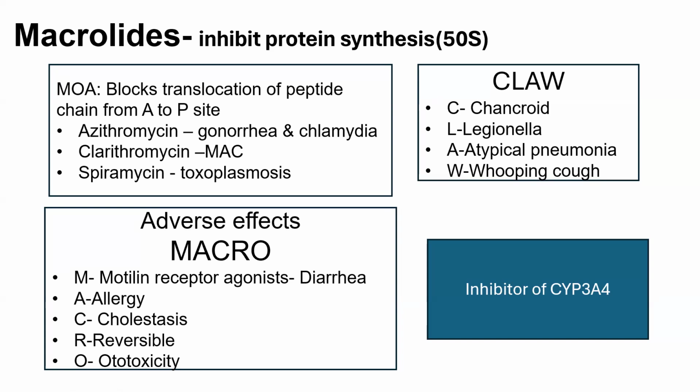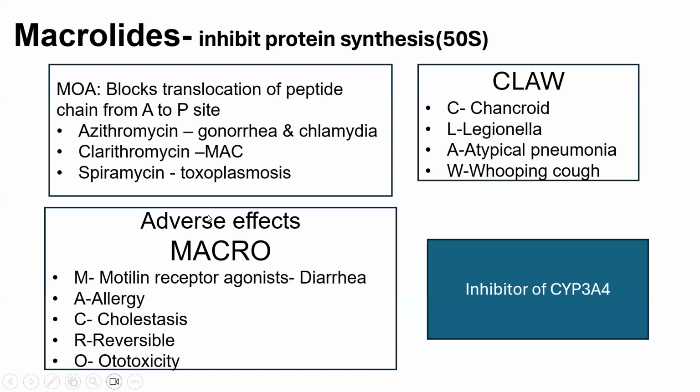Alternatively to ceftriaxone. Okay, so third generation cephalosporin ceftriaxone is indicated in these conditions. In addition to that, there's an alternative first line drug for gonorrhea and chlamydia. Clarithromycin, MAC infection, that is Mycobacterium avium complex. Pyramycin for toxoplasmosis. And remember the other uses as CLAW, CLAW. CLAW is the mnemonic for macrolide use. C for chancroid, L for legionella, A for atypical pneumonia, and W for whooping cough. CLAW is the mnemonic for uses of macrolides.